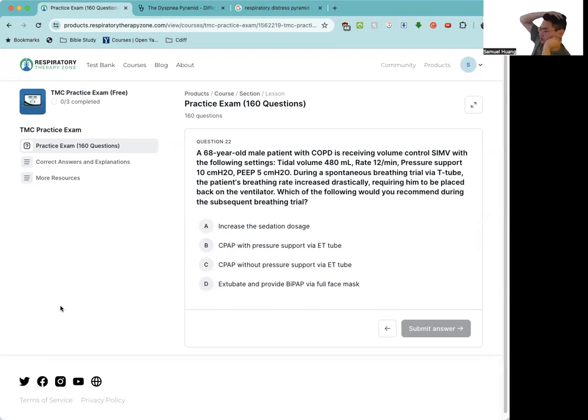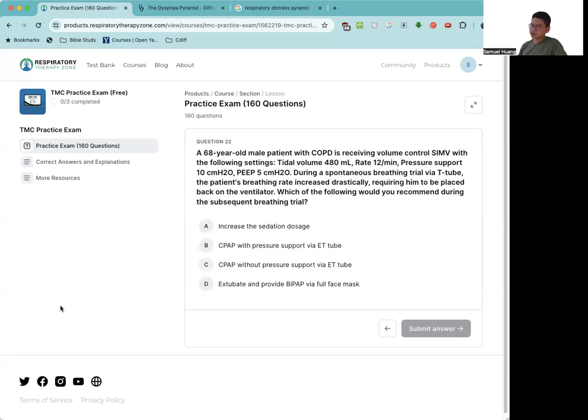68-year-old male, COPD, volume control, SIMV, volume control. There's probably going to be a problem with the pressures in this case. So you start thinking about, is this a compliance or resistance problem? So the ventilator settings: respiratory rate 12, tidal volume, so I call this 12, 4, 80. They didn't tell us the FiO2, and then 5 is kind of the PEEP.